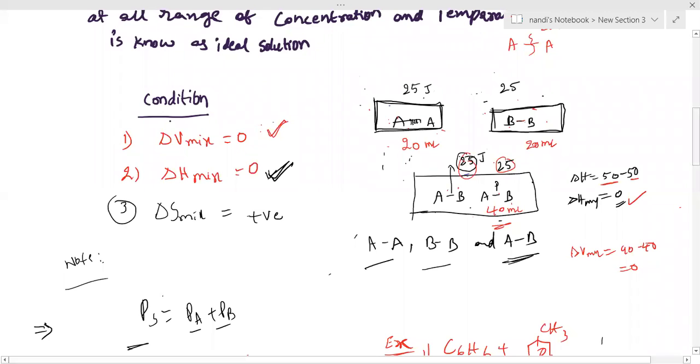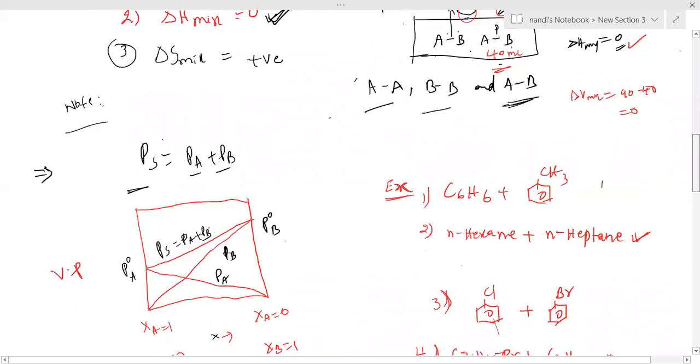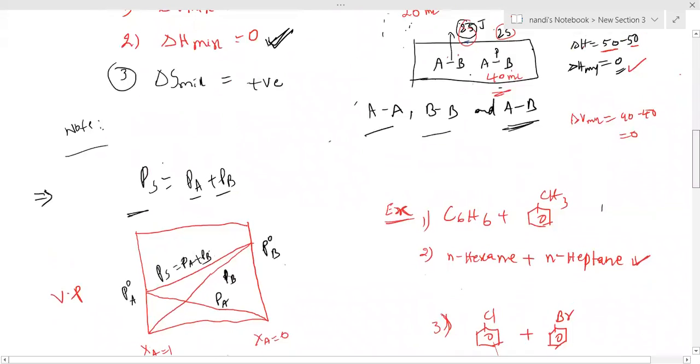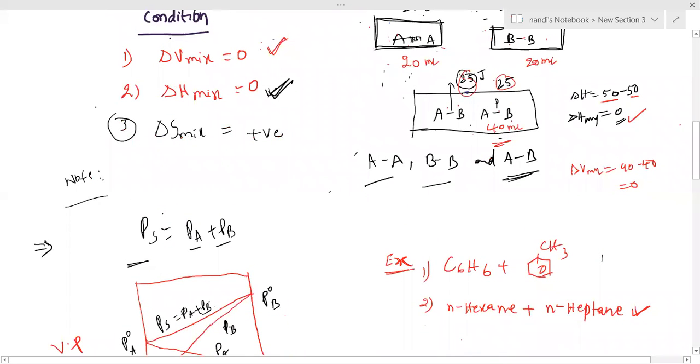If attractions are not the same, then only they are going to show deviation. Okay, note this down here. Intermixing of gases, liquids, or solids, entropy always increases. Now we can check whether this process of intermixing is spontaneous or not.